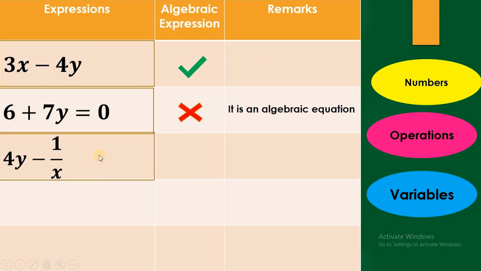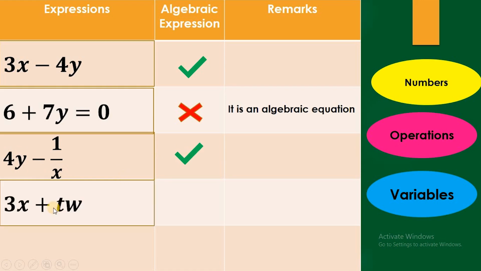Okay, let's move on to the third example: 4y minus 1 by x. Again, we have numbers 4 and 1. And we have operations: between 4 and y we have a multiplication sign, and we have subtraction, and then between 1 and x there is a division. So we have operations and we have variables y and x. Again, there are two variables. So it is an algebraic expression.